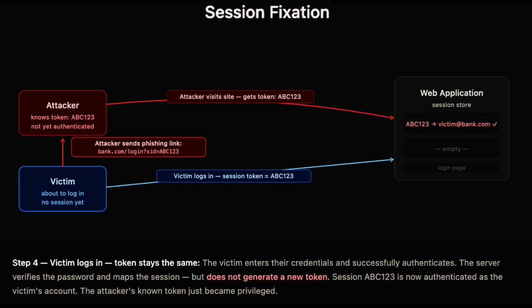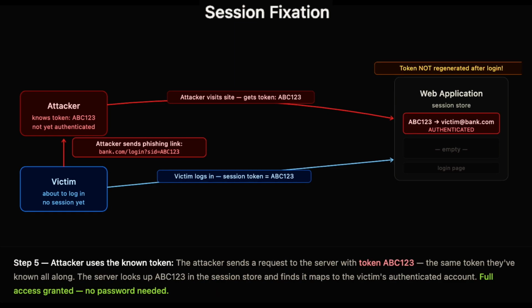The victim enters their credentials and successfully authenticates. The server verifies the password and maps the session, but does not generate a new token. Session ABC123 is now authenticated as the victim's account, and the attacker's known token just became privileged.